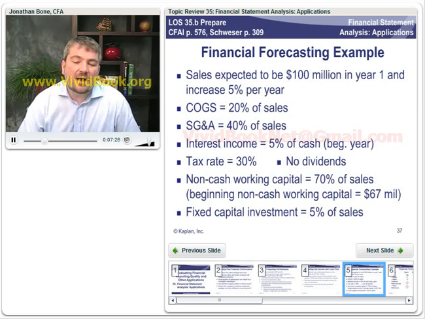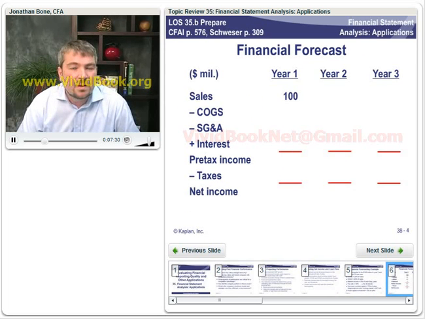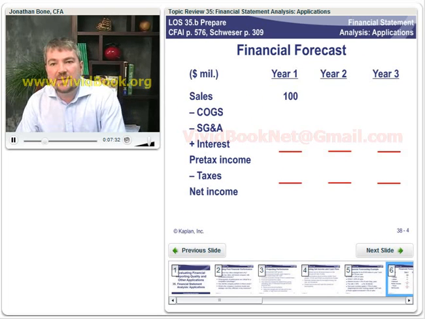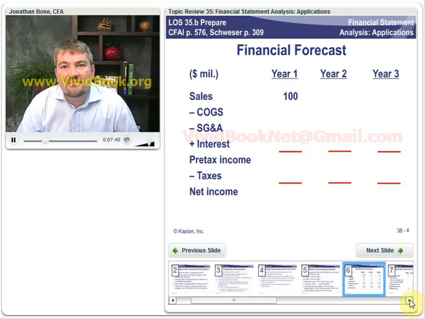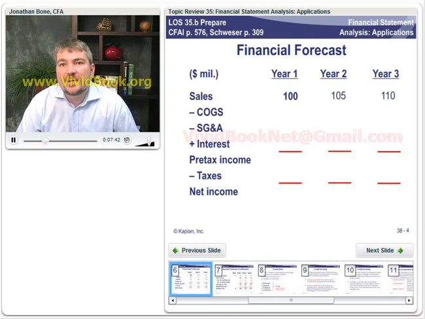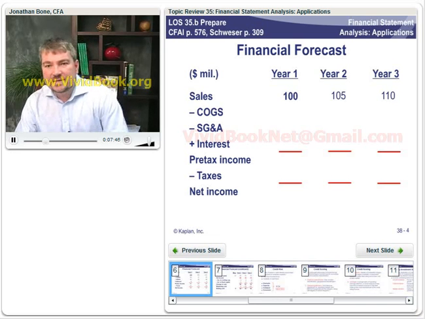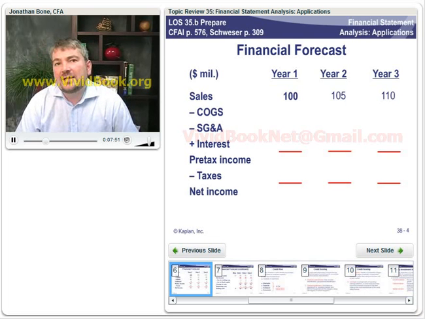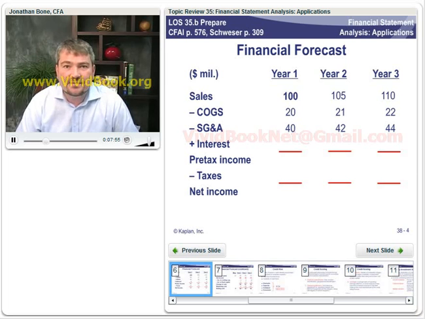So let's start off with our income statement. So there's our sales forecasted at 100%. We know that our costs of goods sold are 20% based on our common size statements, and our sales general and admin are going to be 40%. And we're going to grow our sales, of course, at 5% each period. So in year 2, our sales are 105, year 3, they're 110. So we can plug in our cost of goods sold and our sales general and admin as 20% of the sales figure and 40% of the sales figure, respectively.